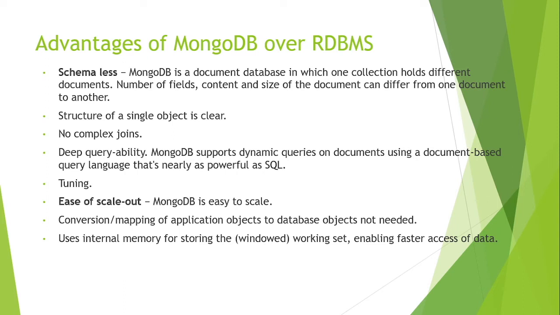Also, it uses internal memory for storing the windowed working set, the database which you're using, and because of that feature, it becomes very fast. MongoDB becomes faster because of this internal memory feature, and because of this, we can easily access the data at a faster rate. So MongoDB uses that and accesses the data very fast. So this is the advantage of MongoDB over RDBMS.